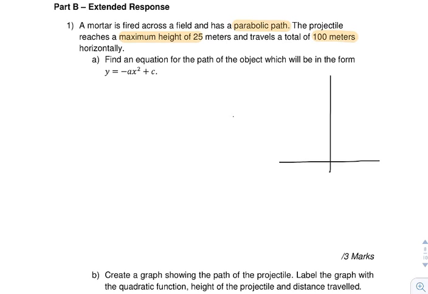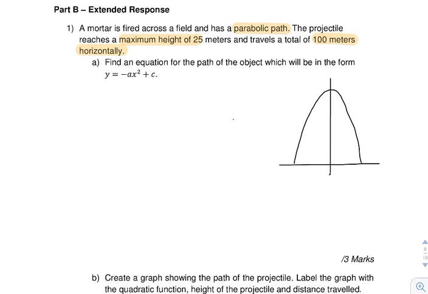squared plus c. It's always easiest if you can draw a diagram. So in this particular case, I'm going to draw the diagram, which will give me something that looks roughly like this, with a height of 25, and because it travels 100 meters horizontally, that means that it must be 50 or negative 50 here and 50 here. It is symmetric about the y-axis.